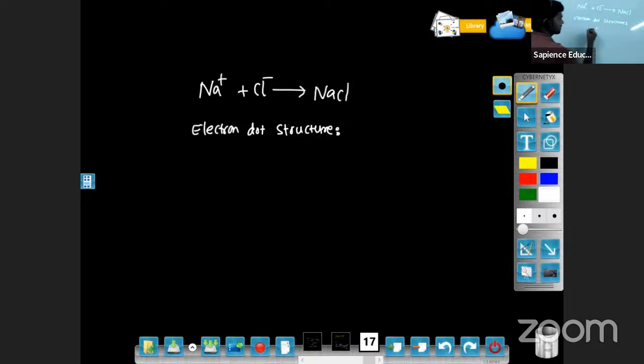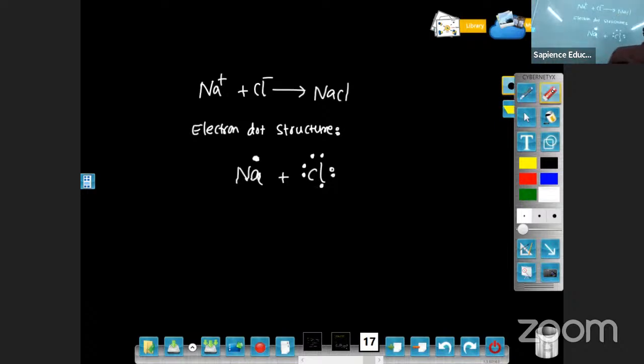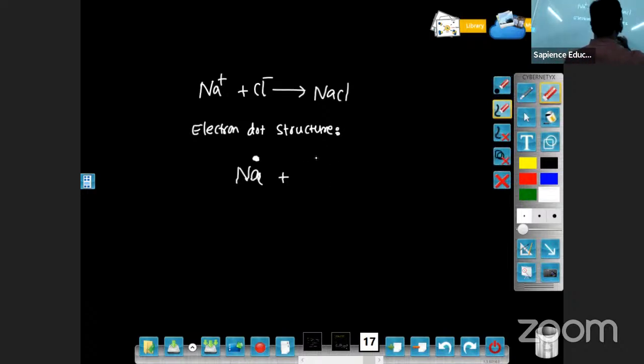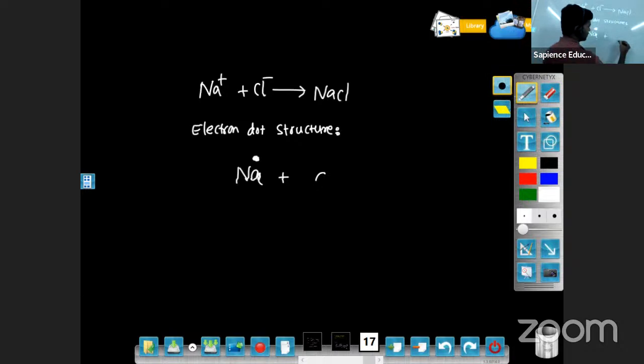So for the electron dot structure, sodium has how many valence electrons? One only, right? Keep one dot. Chlorine? 7. So sodium is giving one electron. Okay, I will wait. Top only. So here. No problem, you can guess.